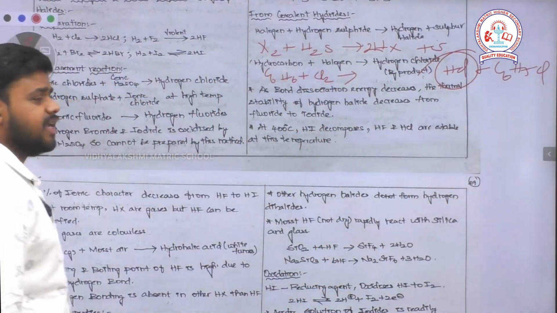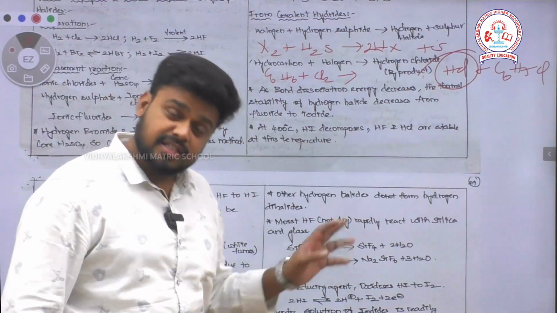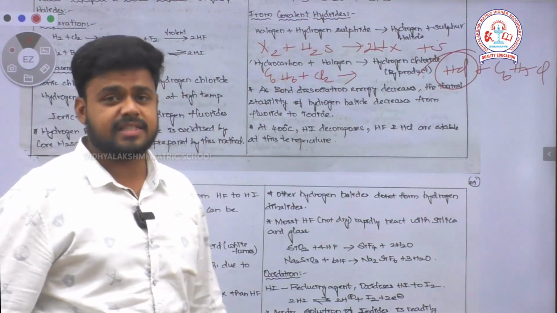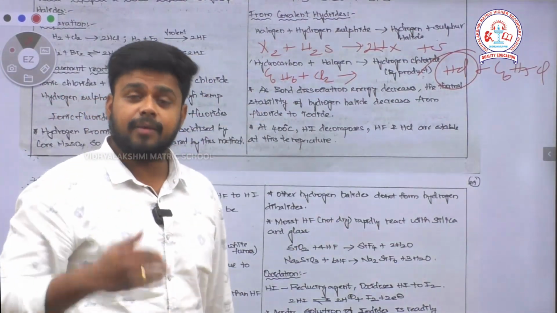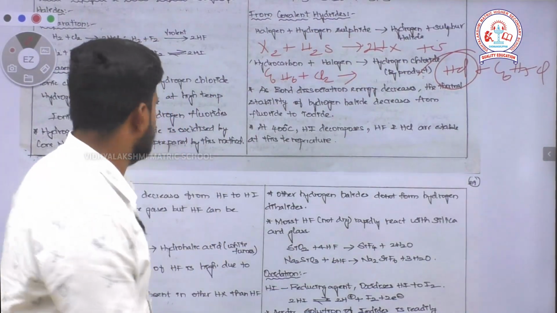That's the point. Even at 400 degrees Celsius, HI decomposes, but HF and HCl are quite stable at this temperature. This point clearly states that down a group, the bond dissociation energy of the hydrogen halide decreases. Next one.